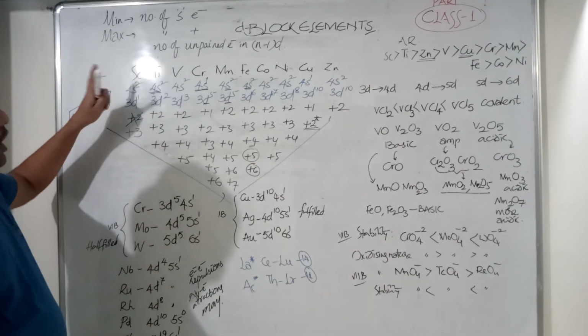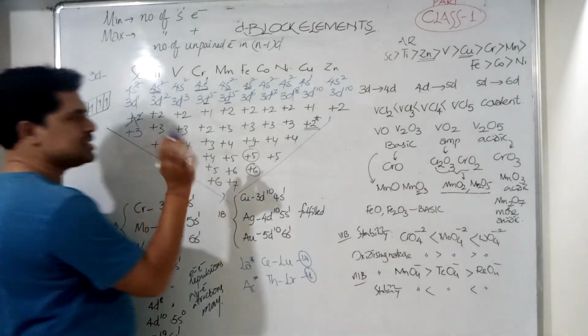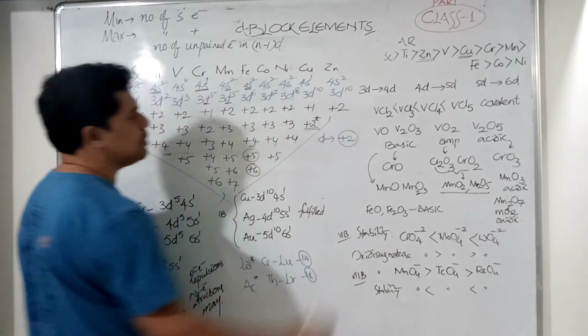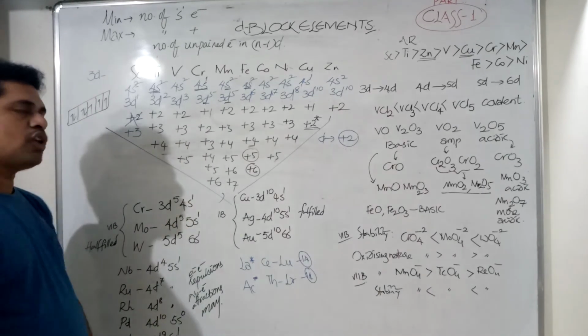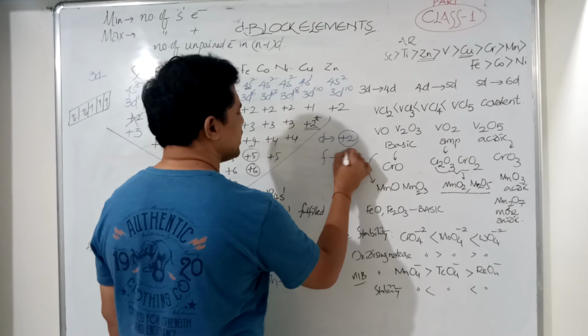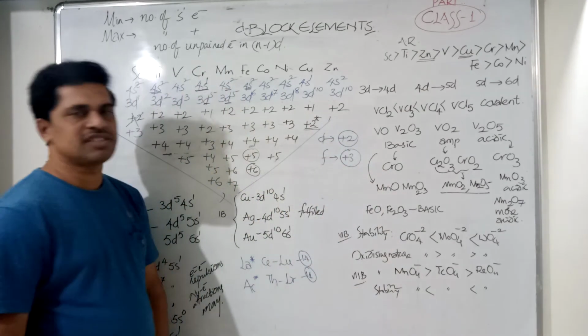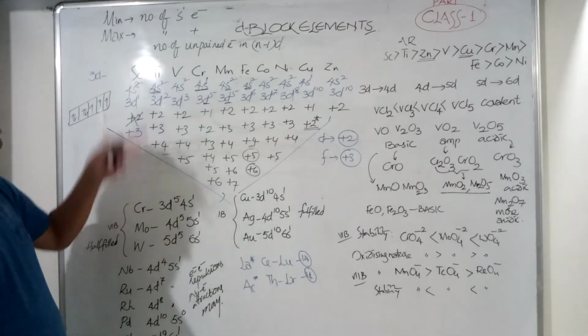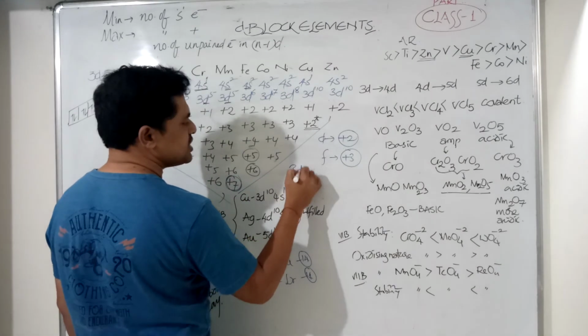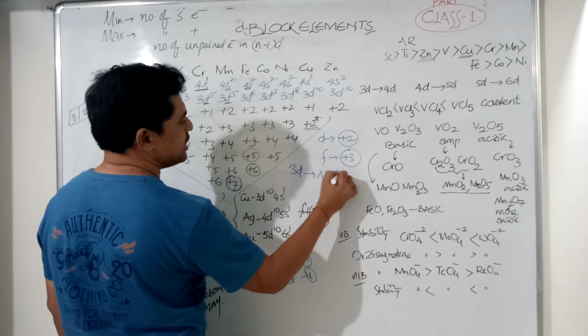Remember scandium +3. Except scandium, for all d block elements the common oxidation state is going to be +2. Not relevant here, but you can remember for f block elements the common oxidation state is +3. In the 3d series, the highest oxidation state is for manganese.